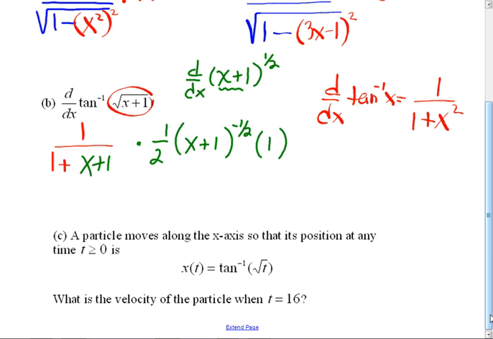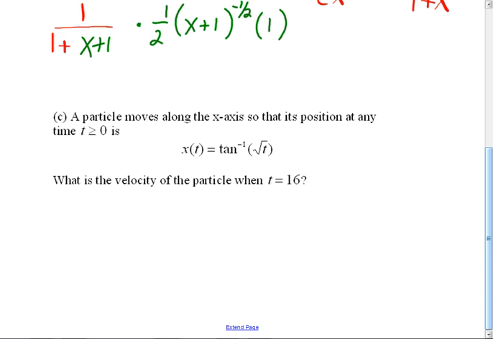Oh, we could do this. This is just a velocity. Well, it's just another derivative. How do you find the velocity? Oh, no, you shouldn't get confused. How do you find the velocity? It's the derivative of the position. So I have to just take the derivative of the inverse tangent of the square root of t. So it's just another problem like the last one. Make that y and make that x, and you'll have it.